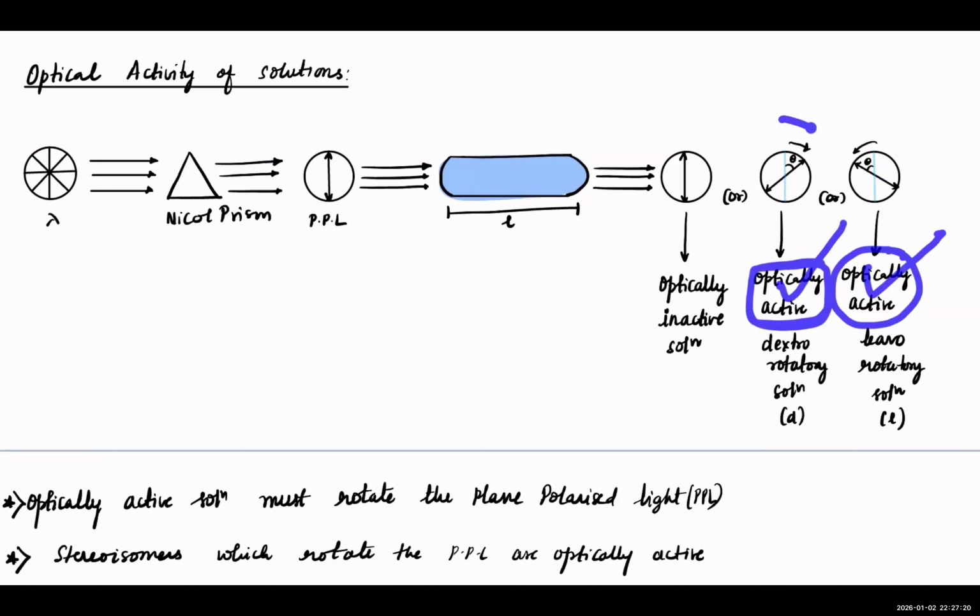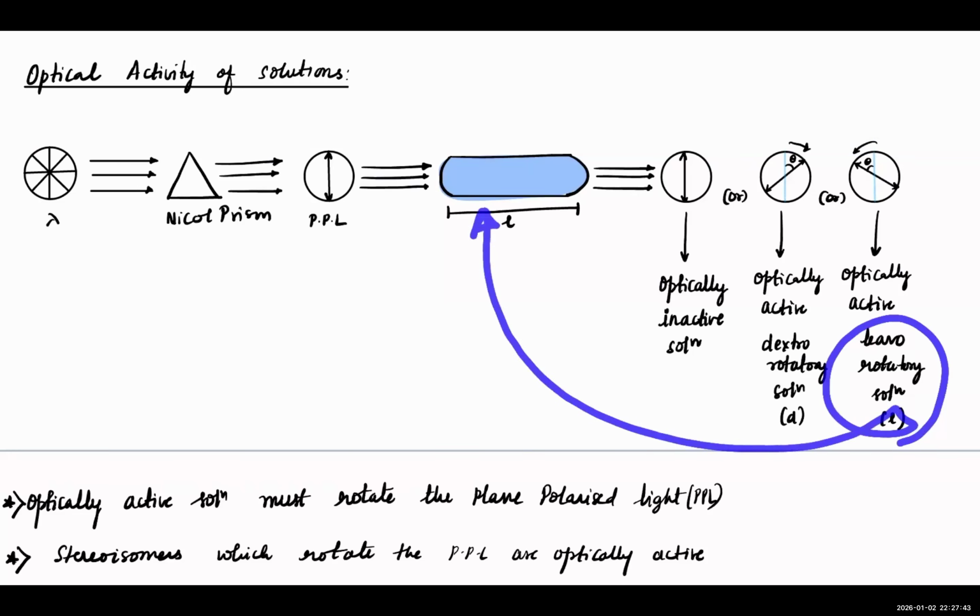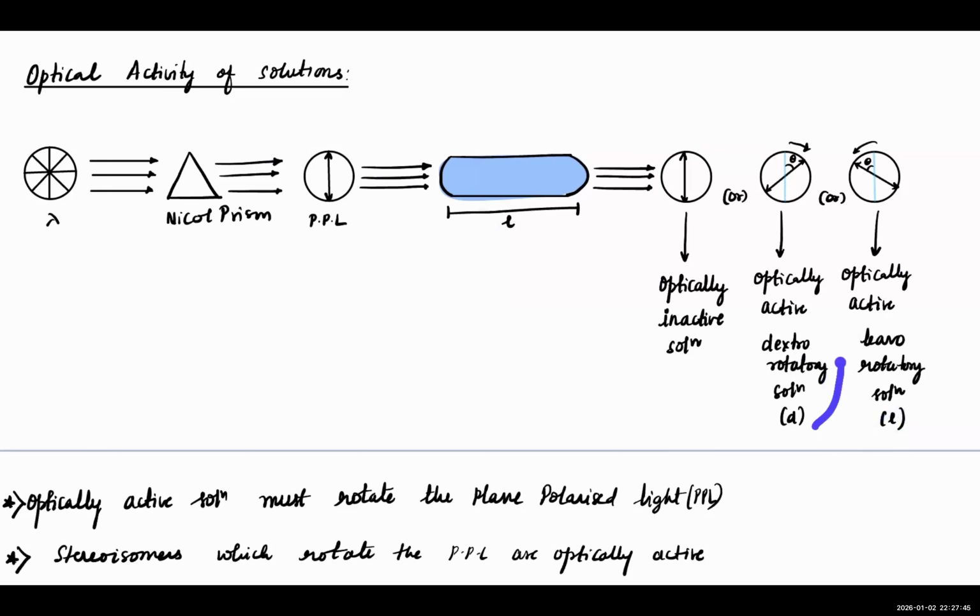So if in this direction the angle is increasing, or this direction the angle is being observed, we call the solution a dextro-rotatory solution. While if it is making an angle in the anti-clockwise direction, we call it a levo-rotatory solution. Dextro-rotatory solutions are called D solutions, small d, and levo-rotatory are L solutions, small l.